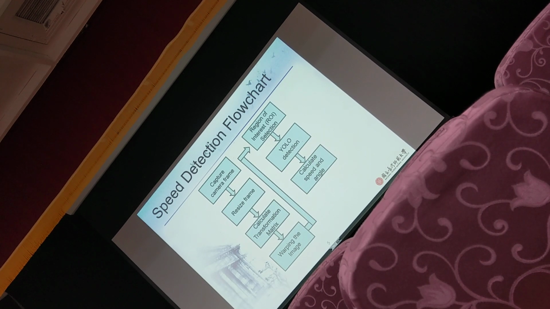This is the speed detection function. Firstly, take the frame from a video and resize the frame. Then calculate the transformation matrix for perspective transformation between images. And then use YOLO to detect moving objects and calculate the object speed.